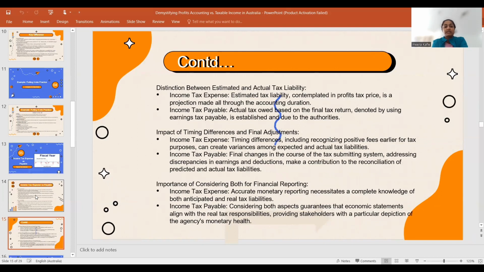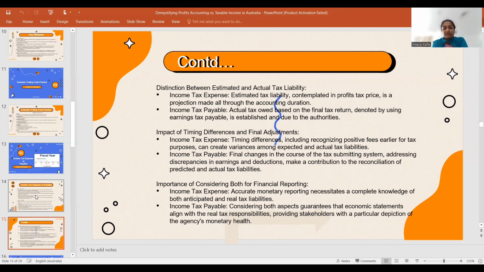Let's continue. Distinction between estimated and actual tax liability. Income tax expense is the estimated tax liability contemplated in profit and loss; it is a projection made throughout the accounting period. Income tax payable is the actual tax based on the final tax return, whereas income tax expense is estimated and due to the authorization.